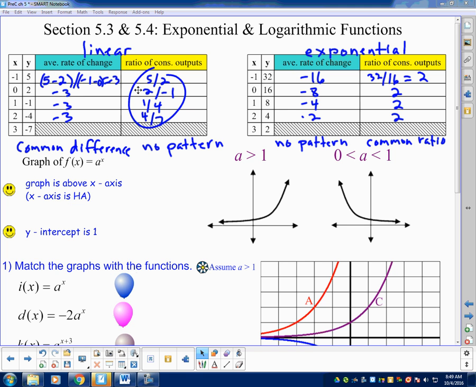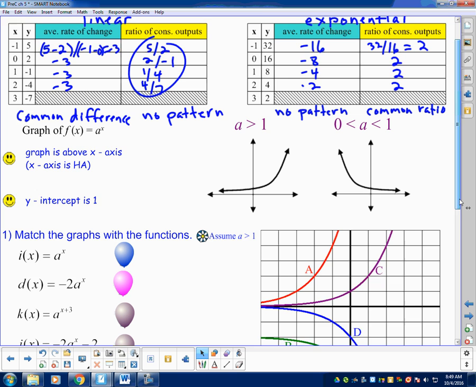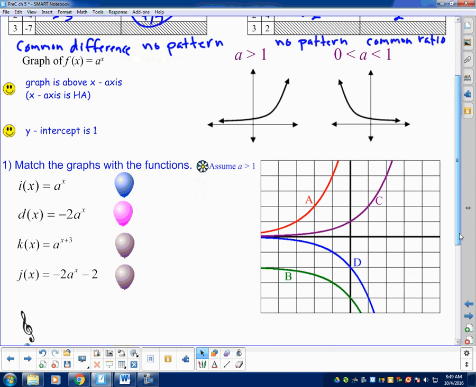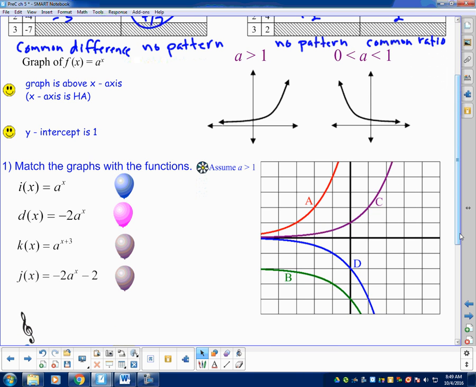This is not on your parent graph sheet. I'm trying to remember if we left room on there. You almost need to add this to that yellow sheet or to those functions you need to memorize. You have to add this and then also logarithmic functions. But this is what the parent graph looks like right here. All right, so we're going to talk about taking the parent graph of the exponential function and reflecting it, shifting it right or left, shifting it up or down.